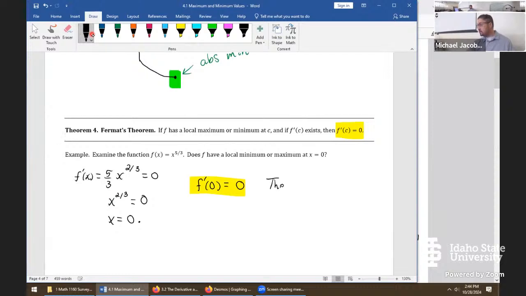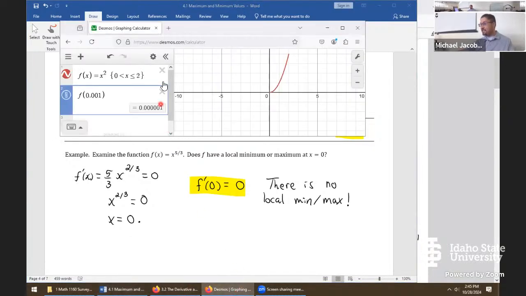there is no local min nor max. Again, that's a big surprise. The trouble is, Fermat's theorem can't be reverse engineered in the sense that if you start with the right-hand side, the logic doesn't reverse and then suddenly guarantee you have a local maximum or a minimum. That's kind of unfortunate. And let's see it working with a graph right here.